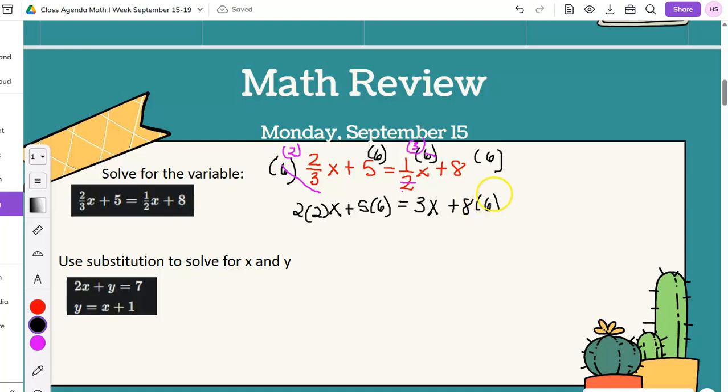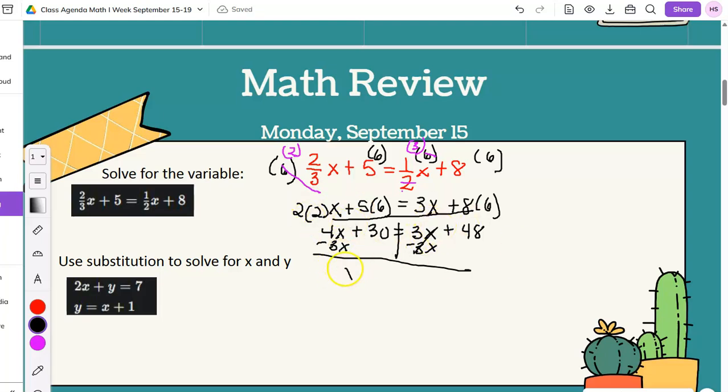plus 8 times 6. Okay, do I have any subtraction that I need to change to addition? No, everything's already in addition form. 2 times 2 is 4, so I now have 4x plus 5 times 6 is 30. 3 times x is 3x plus 8 times 6, which is 48. I'm now going to combine like terms. I'm going to subtract 3x from both sides because I want to keep my x positive. You didn't have to. You could have moved your negative 4x over.